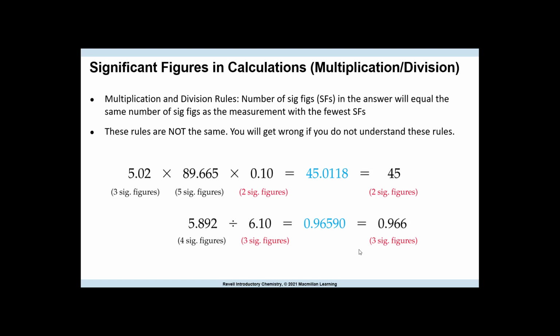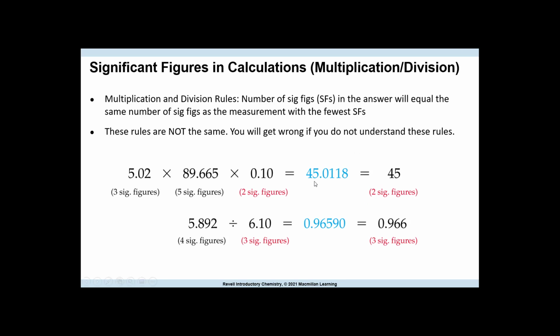We covered rounding. Here's another one, multiplication. Remember, multiplication means you look at the value that has the least amount of sig figs. That is going to control how many digits you have in your answer. So here we have 5.02, 3 sig figs, 89.665, 5 sig figs, and 0.10, 2 sig figs. So my answer is going to have 2 sig figs. And this is hard in the beginning. Write it on top: 3, 5, 2. Put an equal sign, write 2 above, even though you don't have the answer. That will help remind you that you need to have that many digits for your final answer.